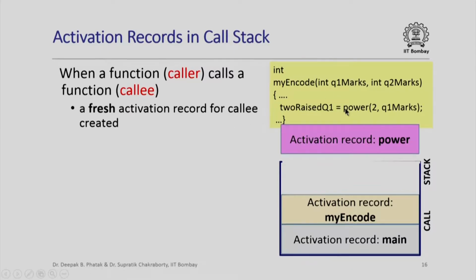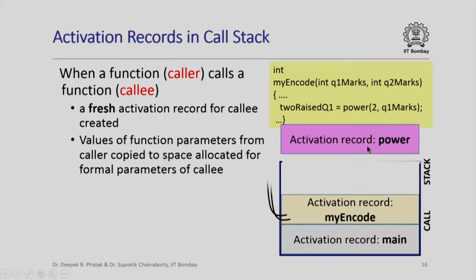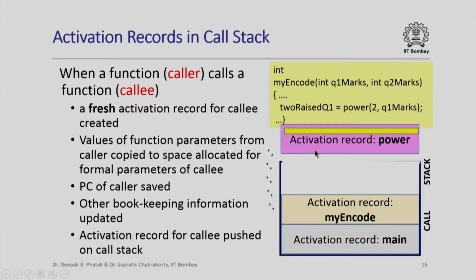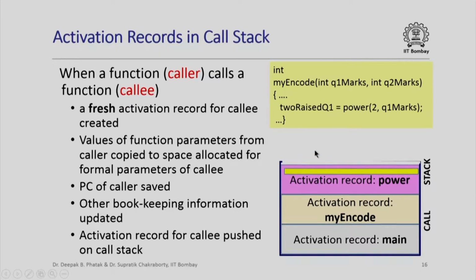When myencode invokes power, a fresh activation record for power is created. The values of all the function parameters from the calling function to the called function get copied from the activation record of myencode to the activation record of power. The PC value of the caller, the address of the instruction that called this function power, is saved here in this yellow thin rectangle here. Other bookkeeping information is updated, and finally the activation record of the callee is pushed onto the call stack.